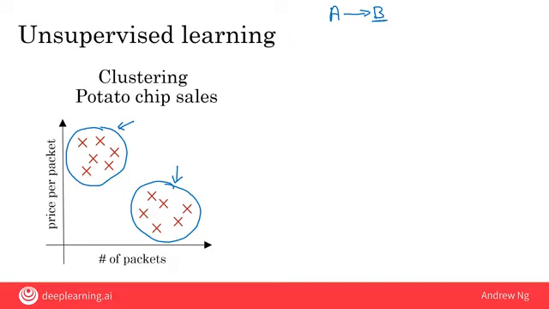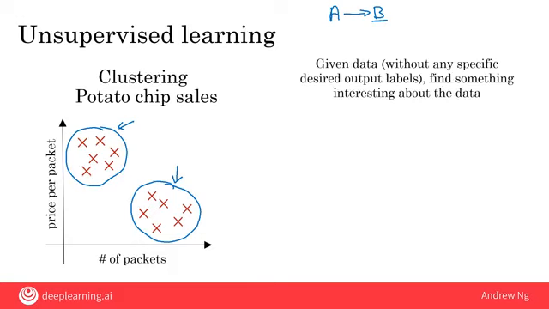And in this case, a clustering algorithm doesn't know in advance that there's a college student demographic and a working professional demographic. Instead, it just tries to find what the different market segments are without being told in advance what they are. So in unsupervised learning, given data without any specific desired output labels, without a target label B, the algorithm can automatically find something interesting about the data.